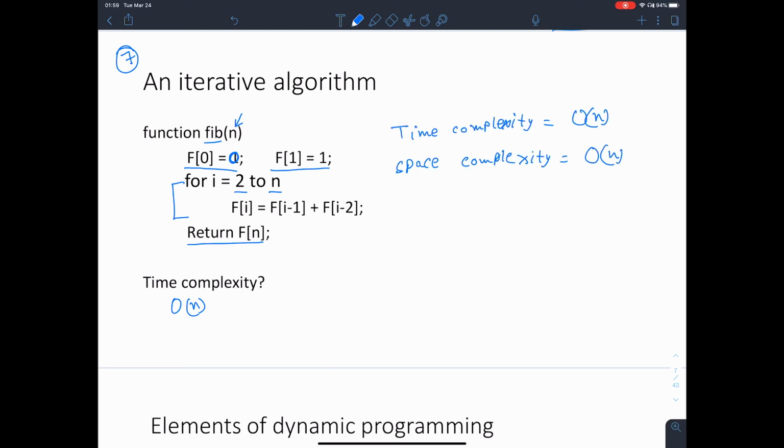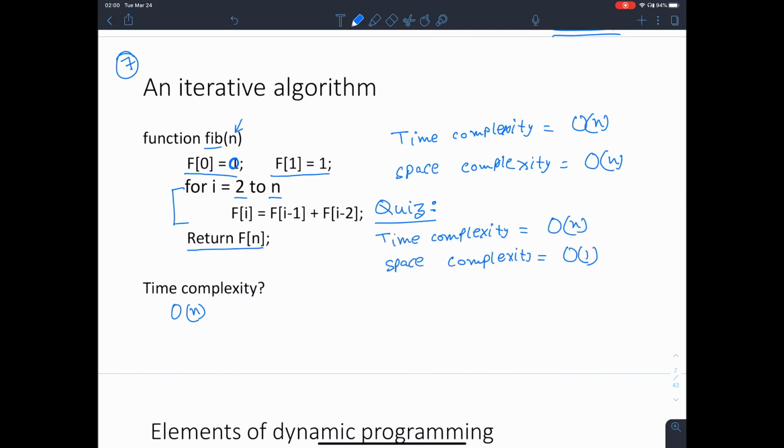Now there will be a quiz for you. I will upload a link in the Blackboard so that you can submit your answer. The quiz is that you have to write a Fibonacci number algorithm for which the time complexity will be order of n, but space complexity will be order of 1, or constant. So this is your quiz question.